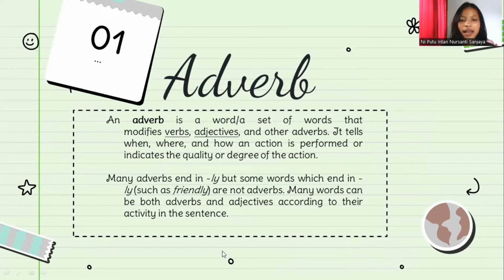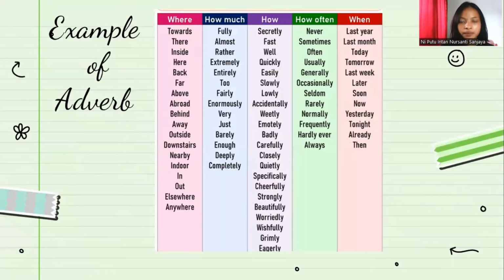Many adverbs end in "ly", but some words which end in "ly", such as friendly, are not adverbs. Many words can be both adverbs and adjectives according to their activity in the sentence. Okay, this is the example of adverb.